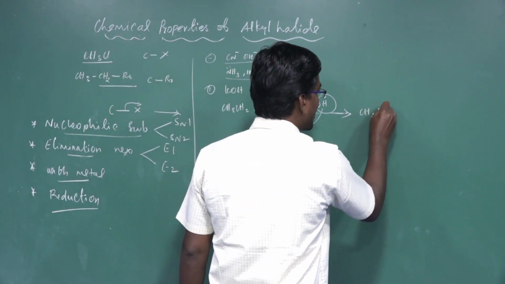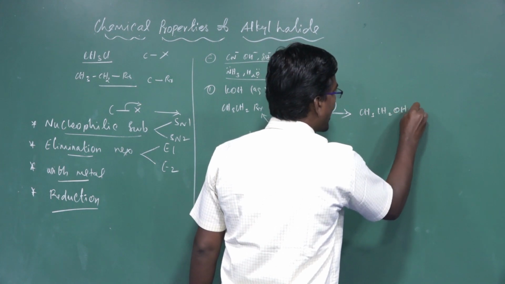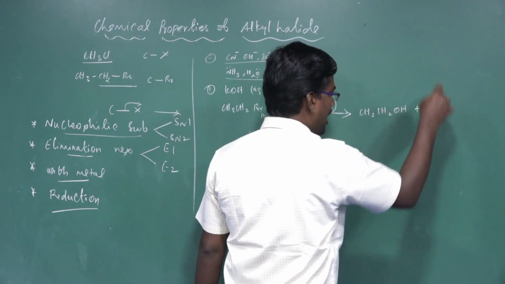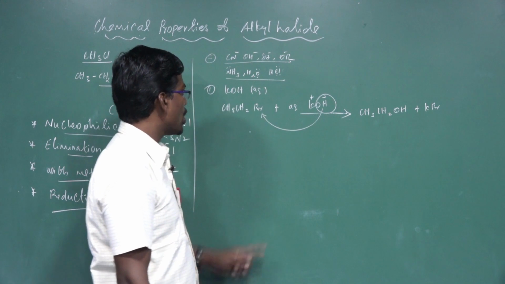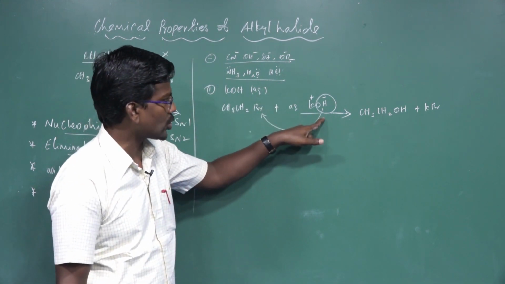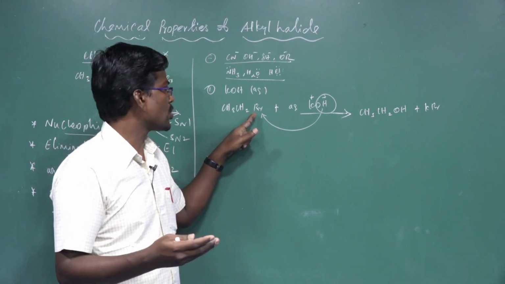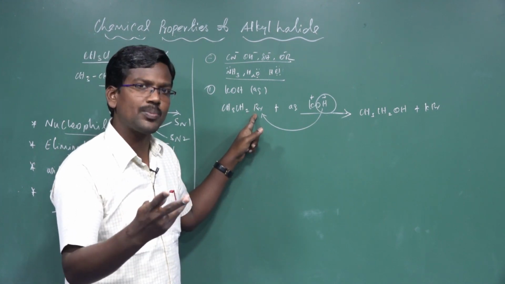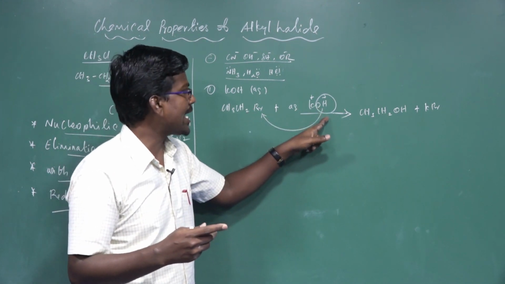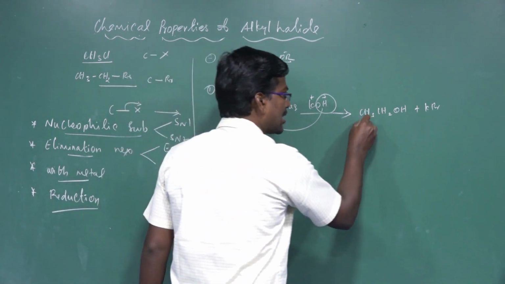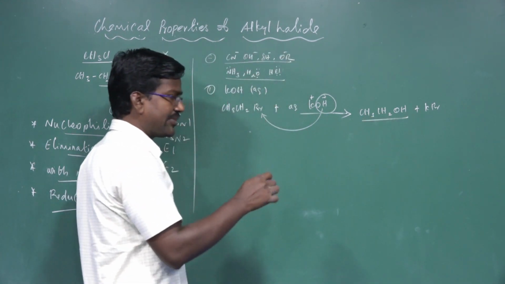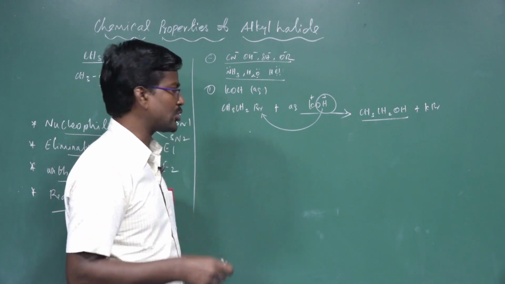So CH3CH2OH plus KBr is formed. Potassium bromide is formed. So bromine is replaced by the OH group. The OH group acts as a nucleophile, and bromine as a leaving group. So the bromine is replaced by OH- to form ethyl alcohol. This reaction is an example of a nucleophilic substitution reaction.